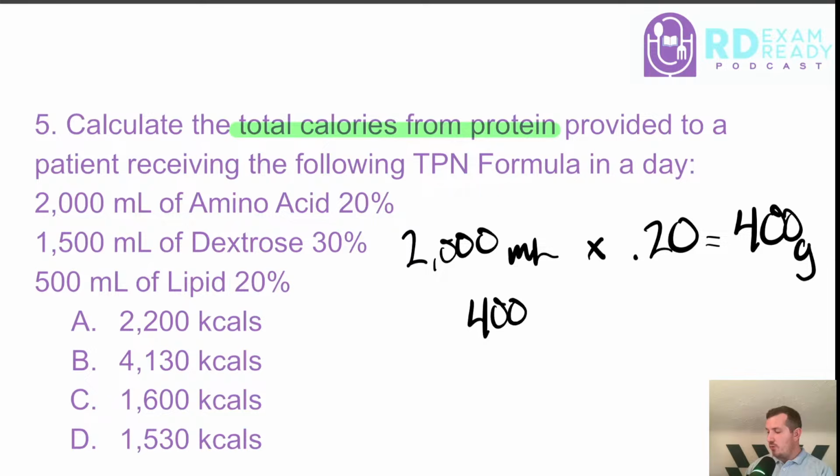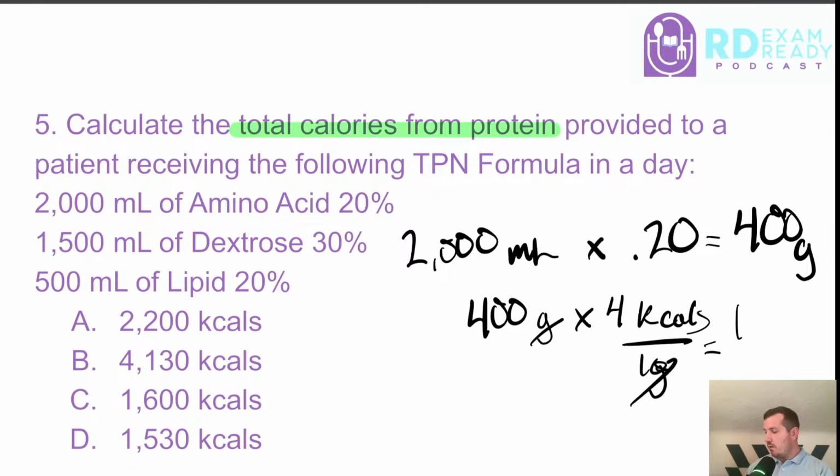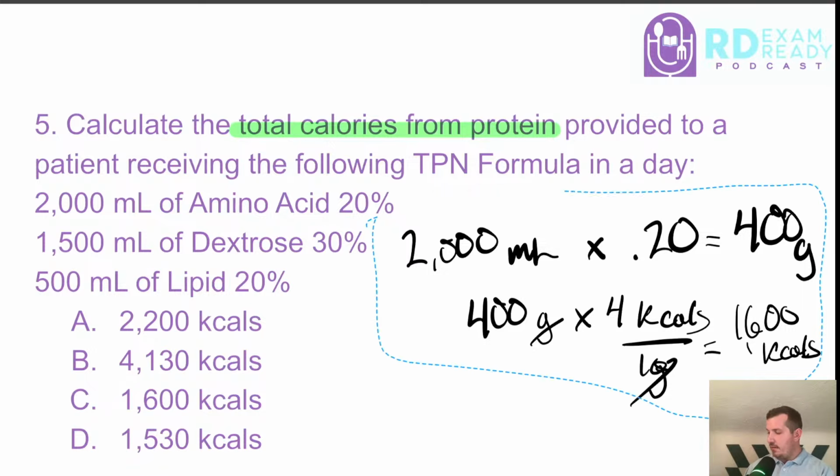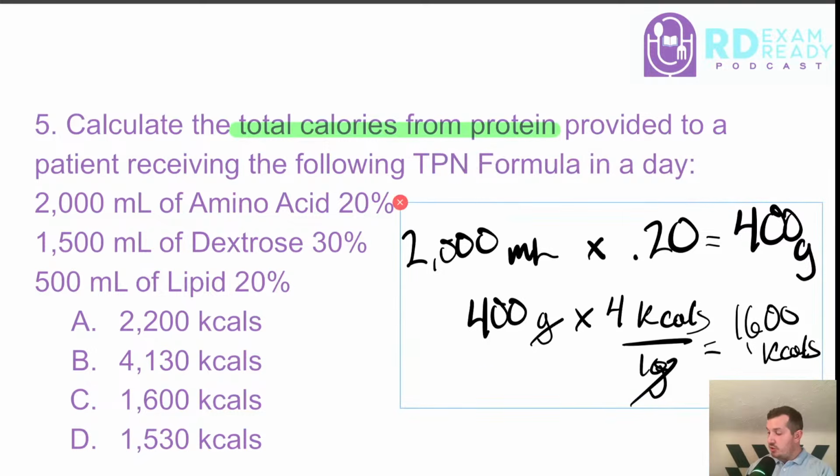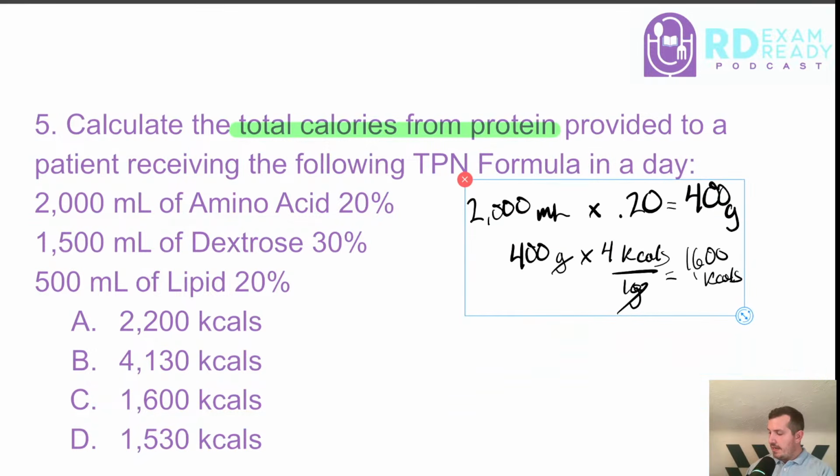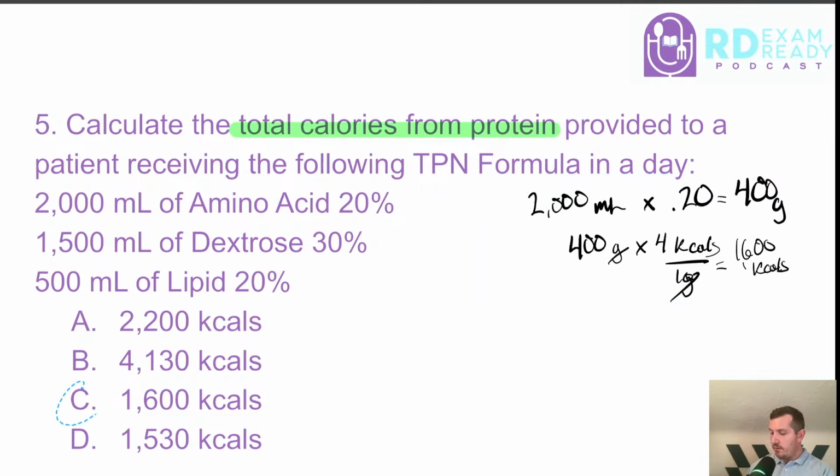Then I just have to go back and do 400 grams times 4 kcals per 1 gram. My grams cross themselves out. 400 times 4 is 1,600 kcals. So 1,600 kcals is what I'm going to get just from the protein here, and that'll be my best answer for C right here. I saw a lot of us get to that. I saw someone in the chat.